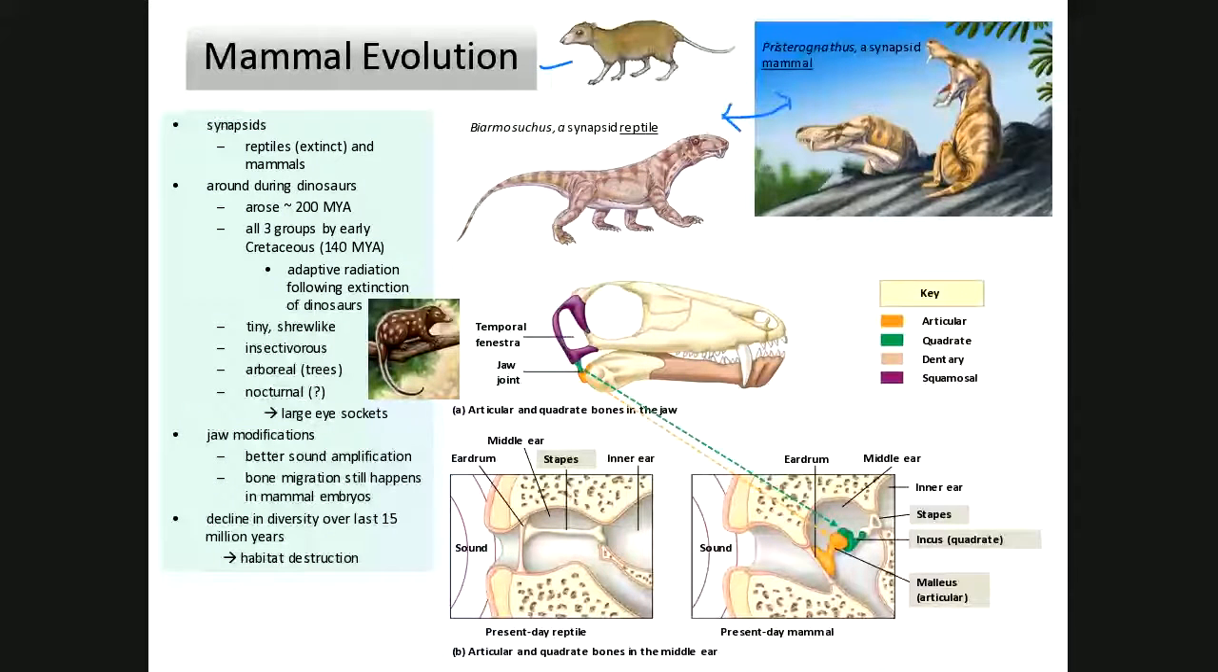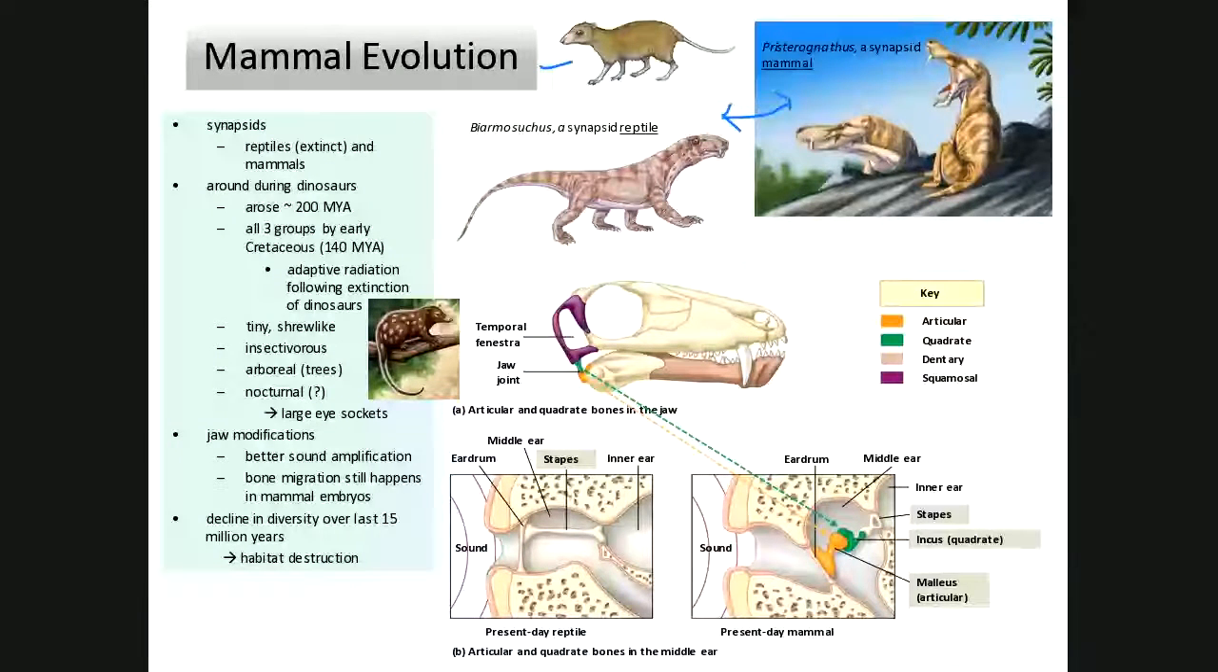If you're looking on the right, I've got a picture of a skull at the top, and that is going to be your typical reptilian skull. A few of the bones have been color coded for you: the articular, the quadrate, the dentary, and the squamosal. Now, again, I'm not real concerned with you memorizing the names of the bones. That's not the point.